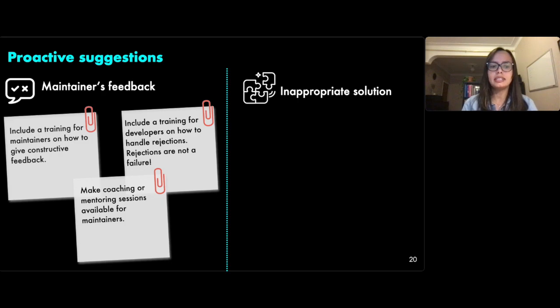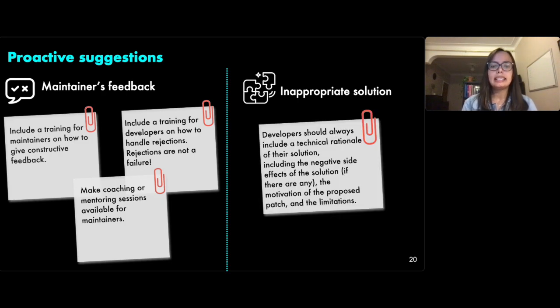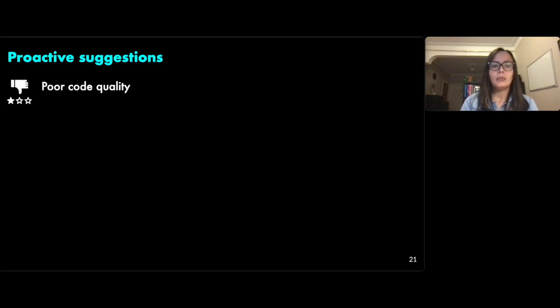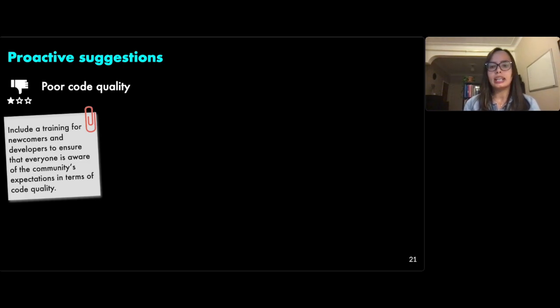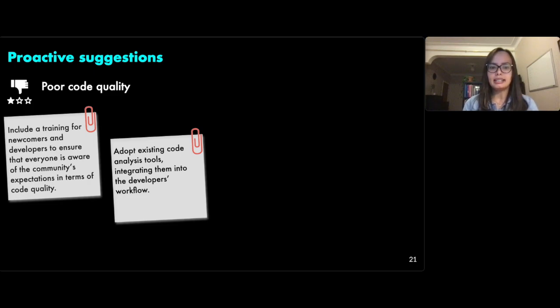When the cause of incivility was an inappropriate solution, then developers should always include a technical explanation of their solution, including the downsides of the solution, the motivation of the proposed patch, as well as the limitations. When the cause of incivility was poor code quality, then open source communities could include a training for newcomers and developers to ensure that everyone is aware of the community's expectations in terms of code quality. Also, open source communities could adopt existing code analysis tools and integrate them into the developer's workflow.